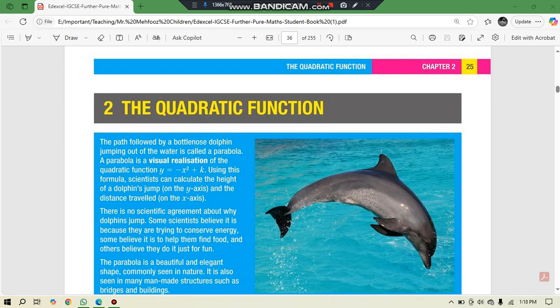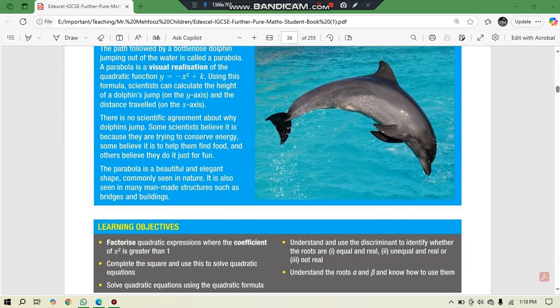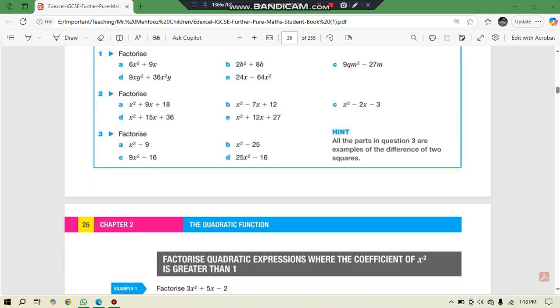Assalamu alaikum. Today our topic is about chapter number 2, and chapter number 2 has the name the quadratic functions. Okay, so we have to start from this starter activity.